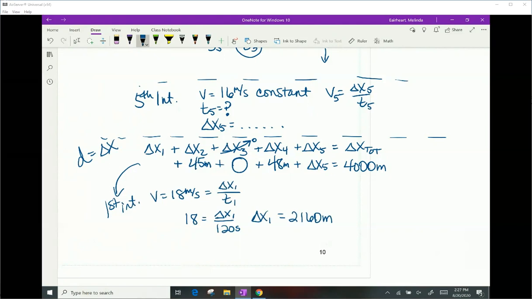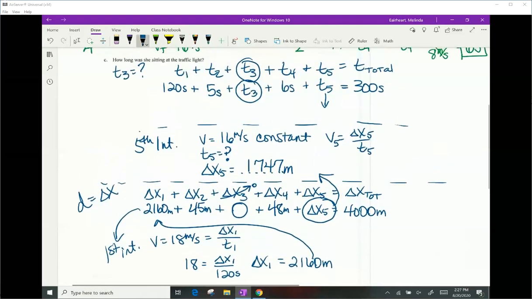And so now we can work our way back up. We didn't run into any more two-unknown situations, no roadblocks. So this is going there, 2,160. And now the only thing to isolate is that fifth displacement. So to isolate it, you would subtract the left numbers from the 4,000. And I believe, again, someone calculate and correct me if I'm wrong, I think you get 1,747 meters.